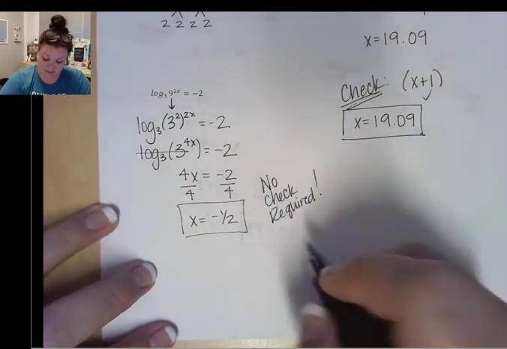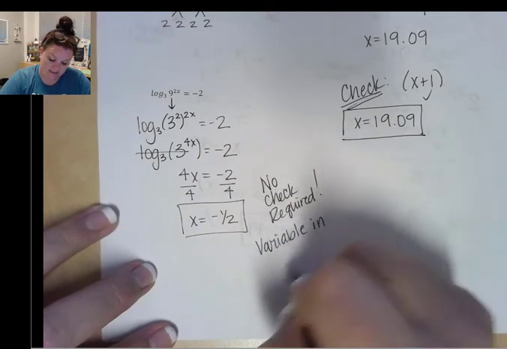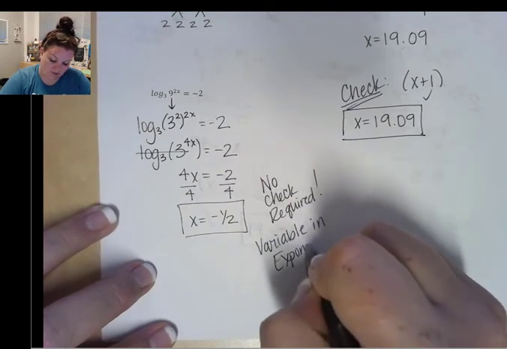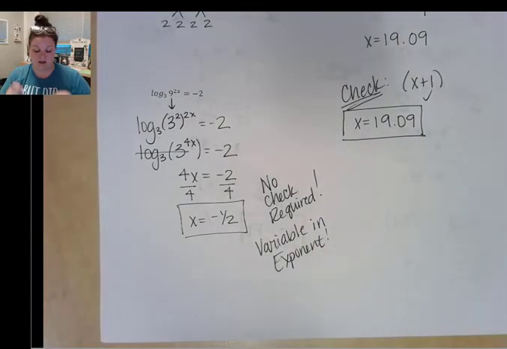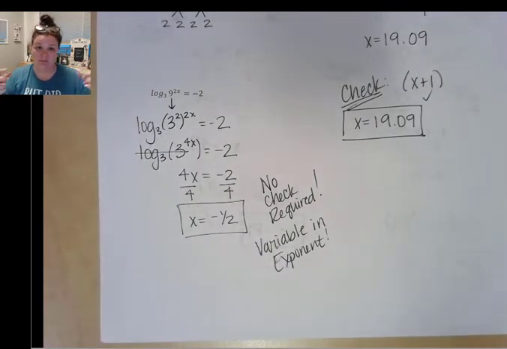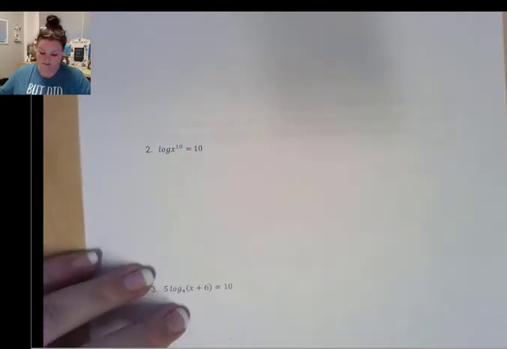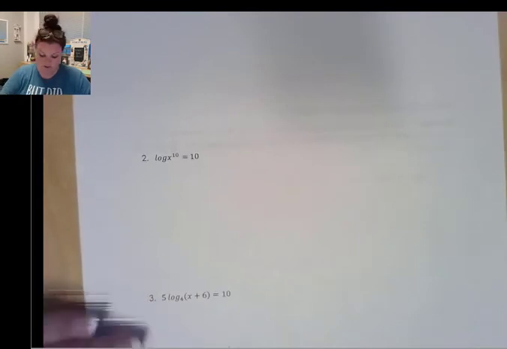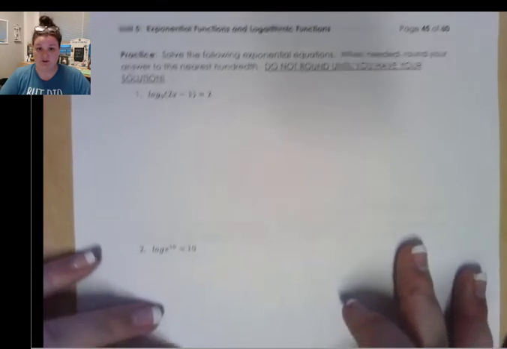Yay. And that's because the variable is in the exponent. Okay, if the variable was inside the log, like where the 9 or the 3 is located, then we would have to check it. But because that x is up in the exponent, we're not required to check this one.